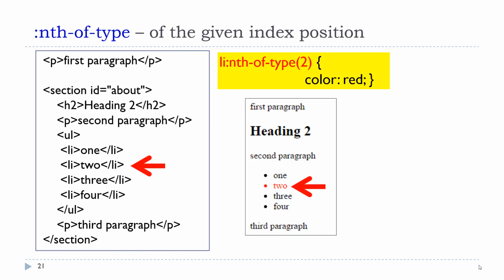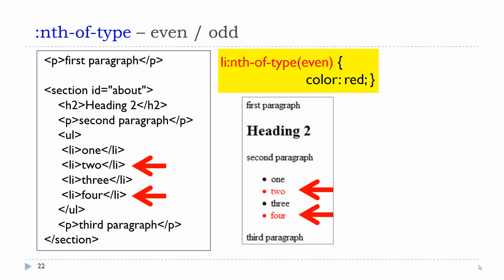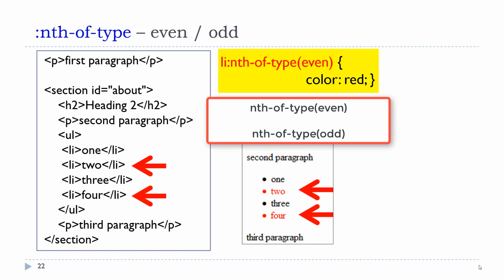That is followed by some parentheses, and it takes a value, and that is an index position. So we can return a specific number, the first, the second, the third, the fourth, etc. So in this situation, we are selecting nth-of-type 2, and you can see here that indeed it is red.